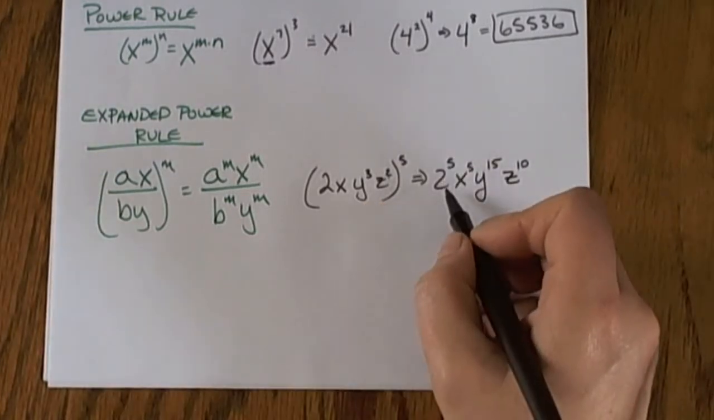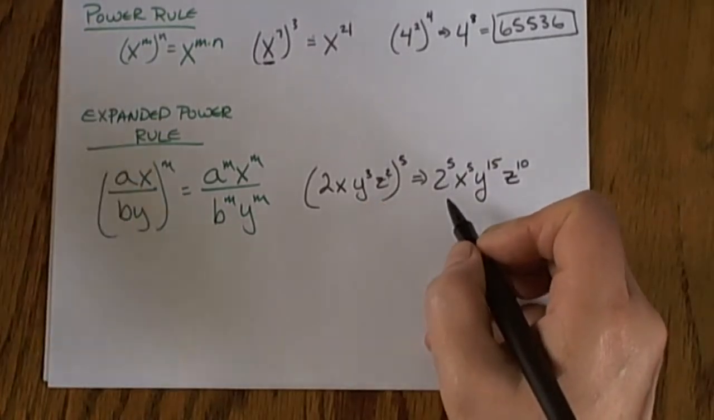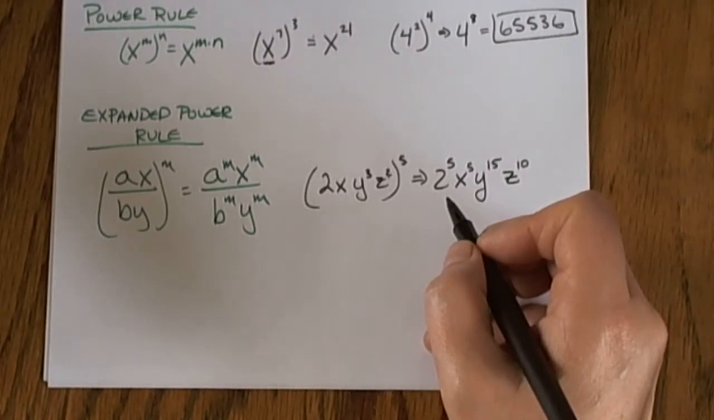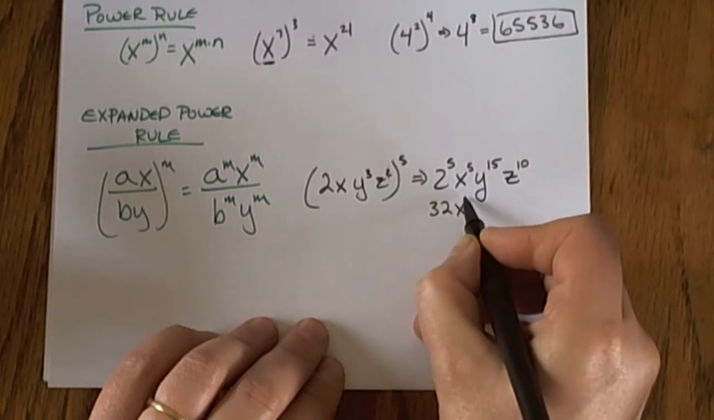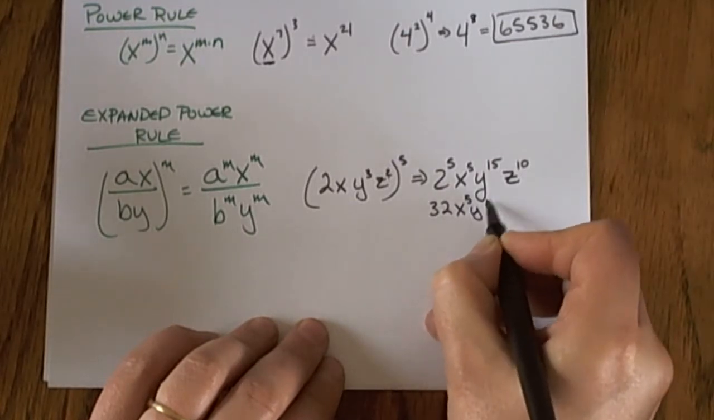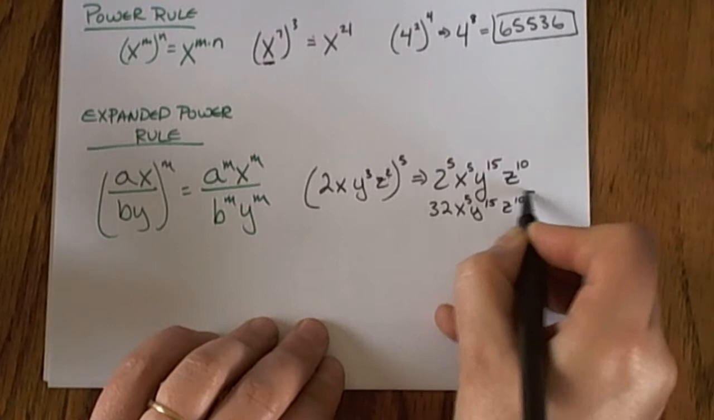And again here, if I had 2 to the 5th, I could use my calculator. I could calculate out 2 to the 5th, which is 32, and simplify to make 32 x to the 5th, y to the 15th, z to the 10th.